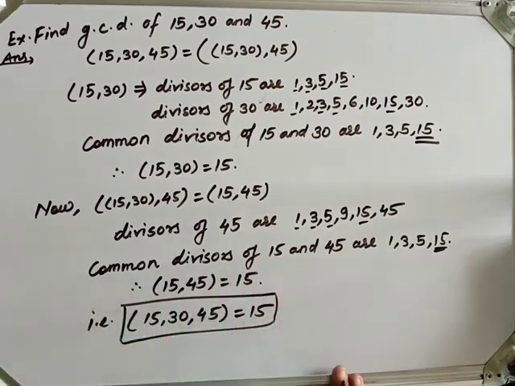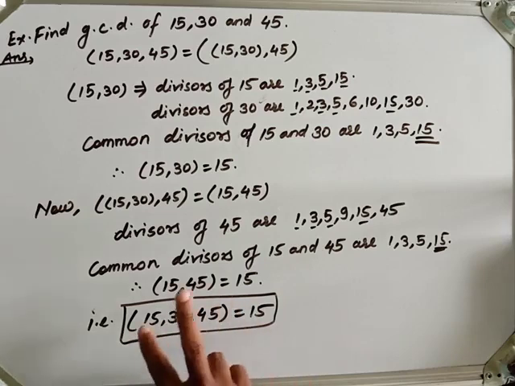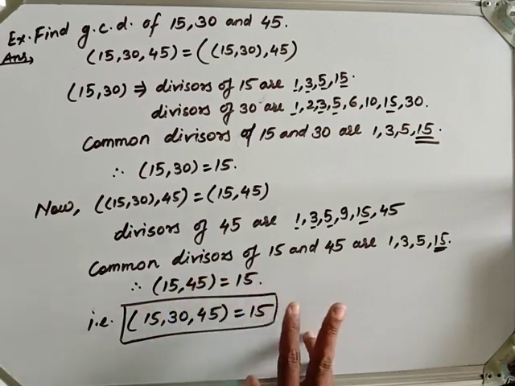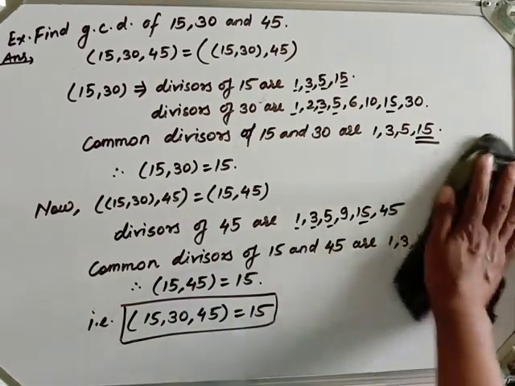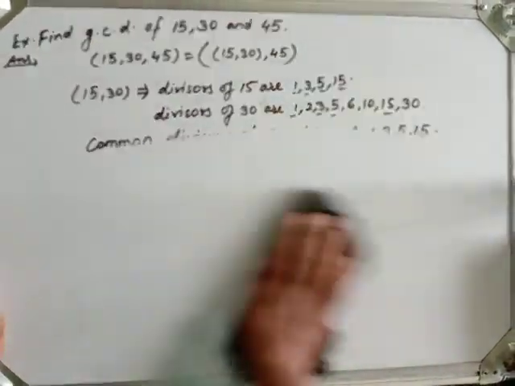As such, we can determine the GCD of more than 2 numbers. Now, this GCD can be expressed as a linear combination of those numbers and some integers. So, let us take a theorem for that: the representation of GCD as a linear combination of the numbers and integers.